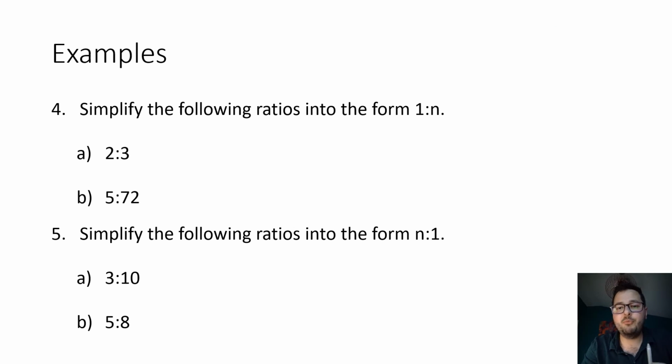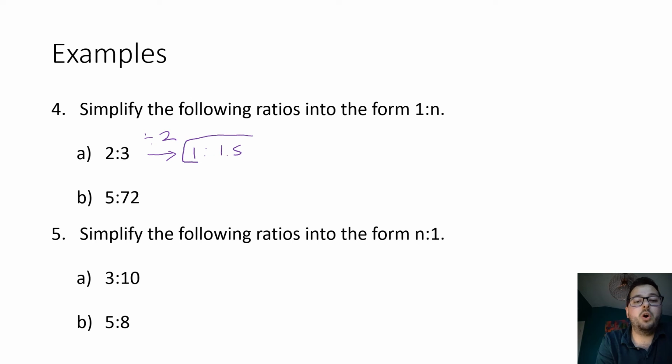Okay, so here are a few more examples. Feel free to pause and have a go yourself, otherwise we'll do them together. So number 4 says simplify the following ratios into the form 1 to n. Well, I want to go from 2 to 1, and I'm dividing by 2. So I need to divide 3 by 2, which is 1.5. So this is 1 to 1.5.